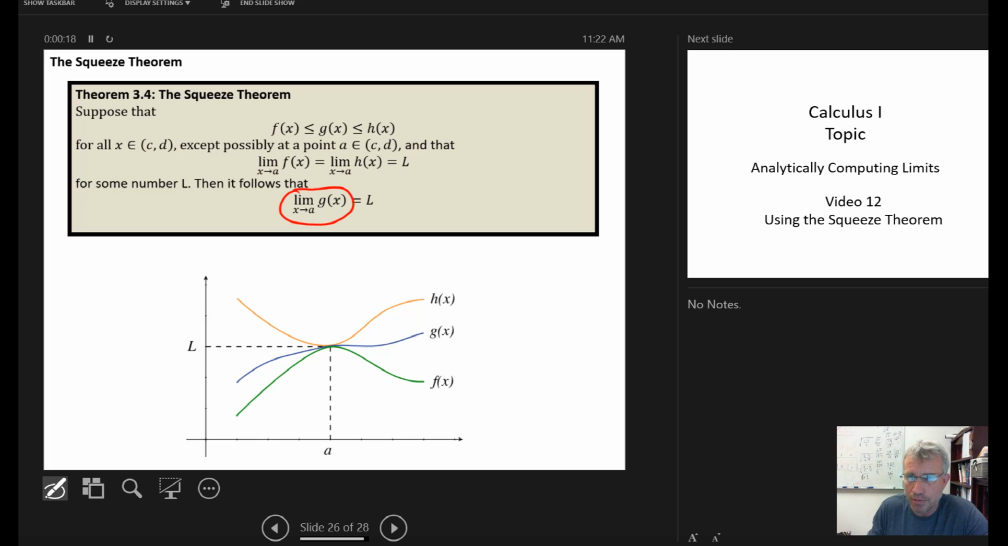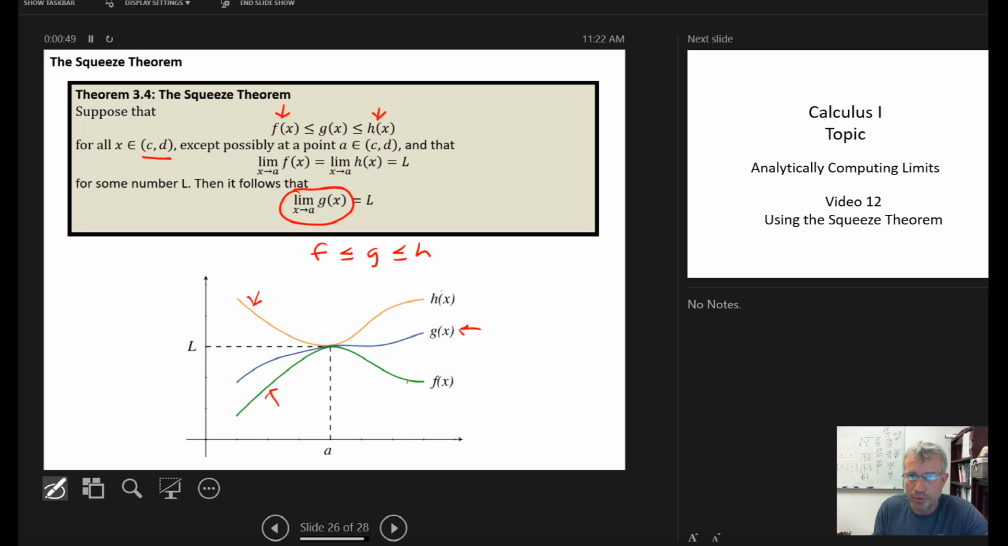And maybe that limit is difficult to find. So here's g of x. But the squeeze theorem says that if you can find two functions f and h so that g is always between the functions f and h. So here we have h is above g of x always, f of x is always below g of x over some open interval.